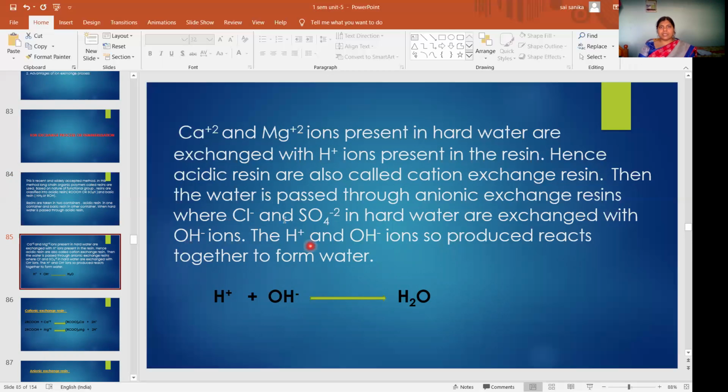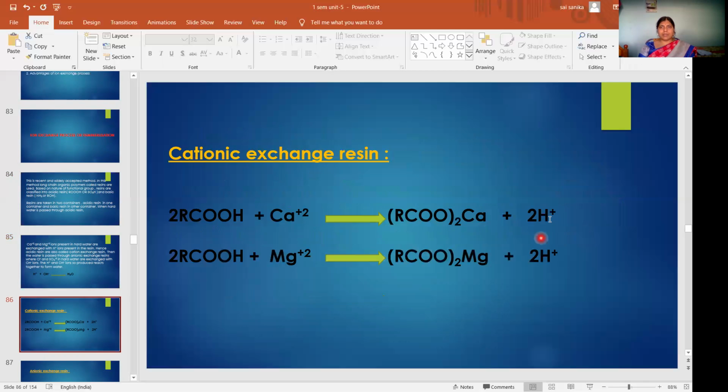The H+ ions produced in the first tank and OH- ions produced in the second tank combine to form water molecules, and these are the chemical reactions taking place in the cation exchange resin. Just cations are exchanged with H+ ions. This resin will take the Ca2+ ions and liberate H+ ions. Similarly, it will take Mg2+ ions and liberate H+ ions.